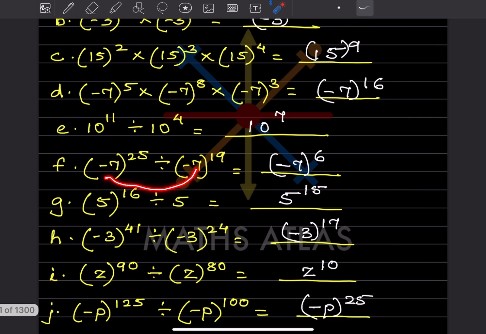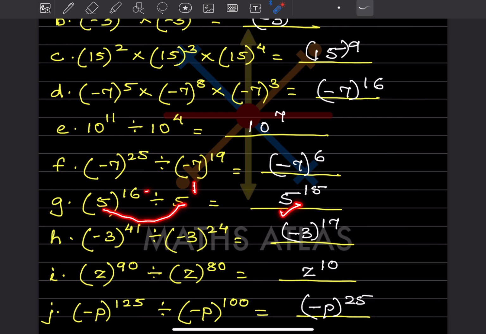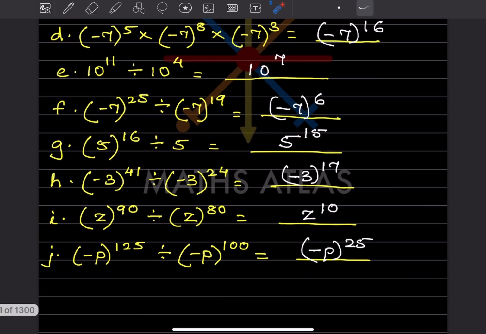Again here the same, the base is the same and this is the division sign, means you are going to subtract. So 25 minus 19, which is going to be 6. So minus 7 raised to 6. Again here the same, so this will be 1. So the base is the same, which is 5, and this is a division sign, means 16 minus 1, which is going to be 15. So 5 raised to 15.